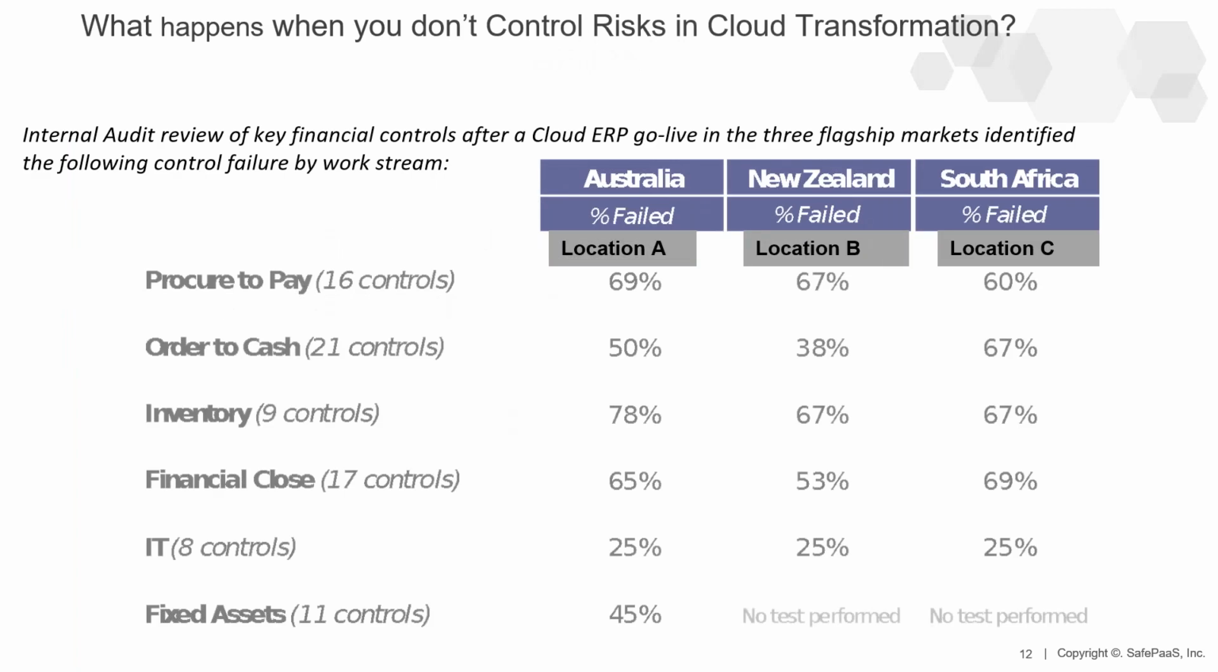So this is a sample of what happens when you don't control risks in cloud transformation, right? This is a sample of an internal audit from a customer that went live with a cloud ERP, and they realized in their 3 major markets where they were operating that they had significant risks identified after the cloud application was successfully launched. And that's something you don't want to see, right? That's what the CFOs call the unpleasant surprise, right?